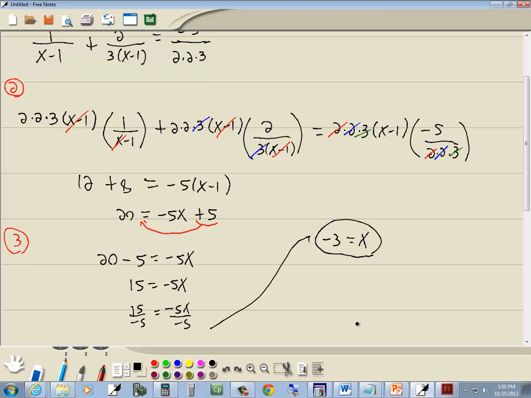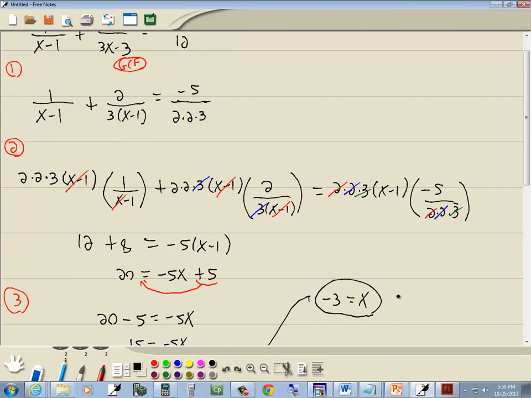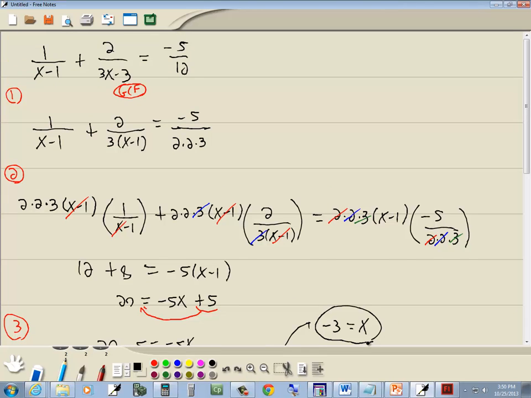Remember, step 4 of solving rational equations, we got to actually check our answer. Semi-check it, that is. So we plug that back into our original problem. If we put negative 3 here, negative 3 minus 1 is negative 4. That's not 0. 3 times negative 3 is negative 9 minus 3. That's not 0. So this answer actually works. It doesn't cause any of our denominators to equal 0.